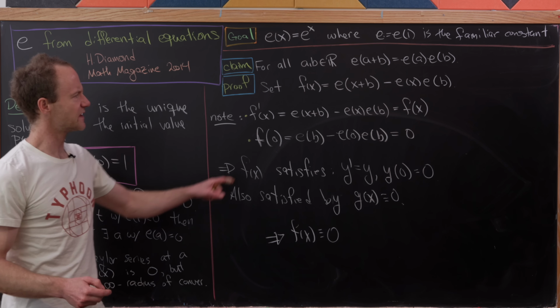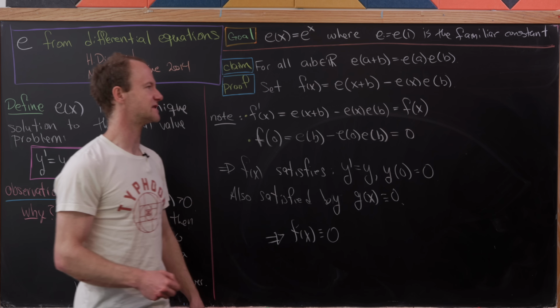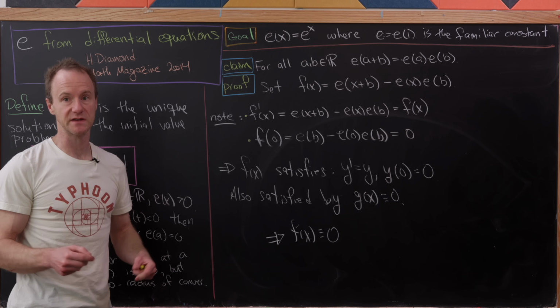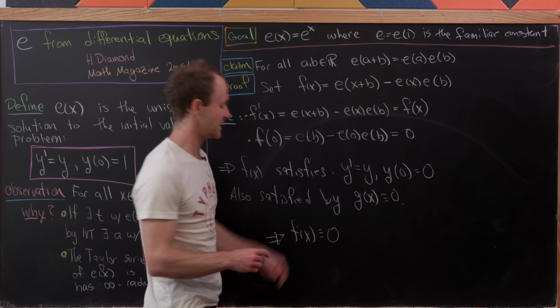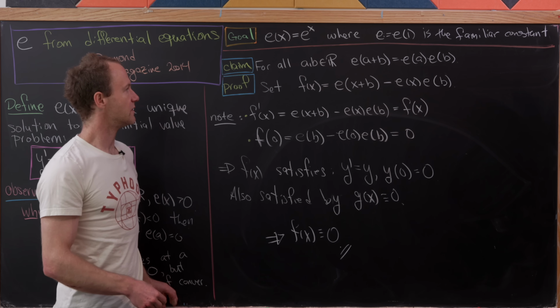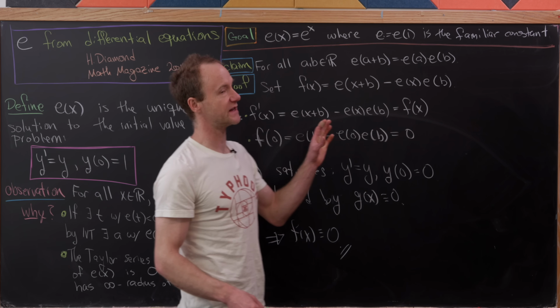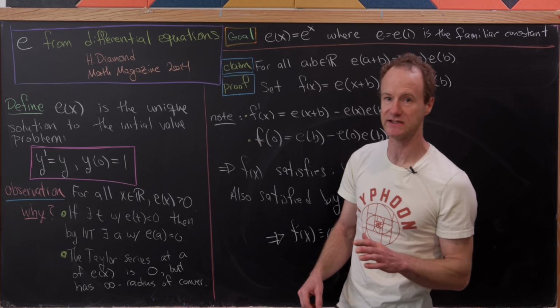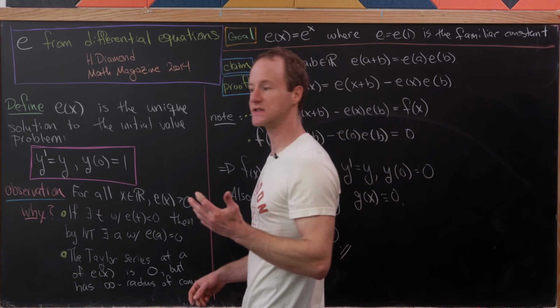But then look at this. If f of x is identically the 0 function, then moving some things around, we get the identity that we're looking for. Okay, so there we have it. We've proved this multiplicative additive identity, and now let's move on to some other identities.